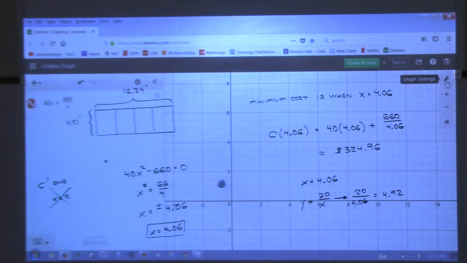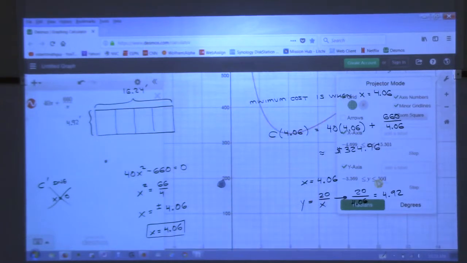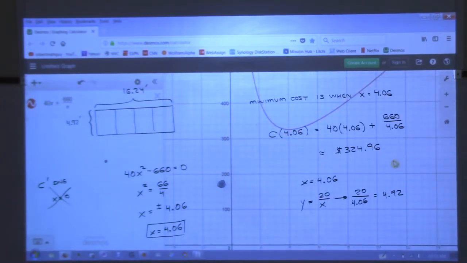There's no graph because of my window. I need my y-axis to go up to at least 500. There's the graph of the cost function.